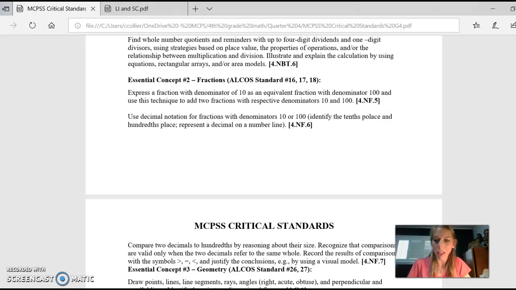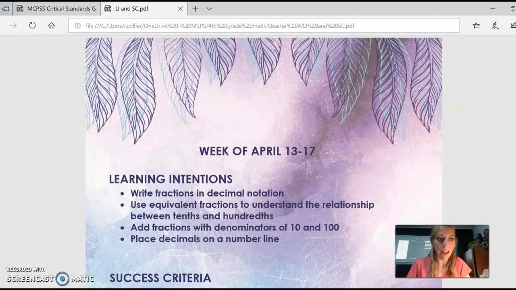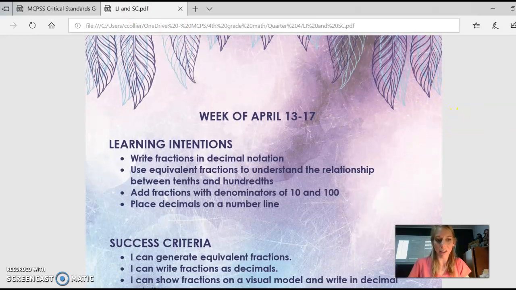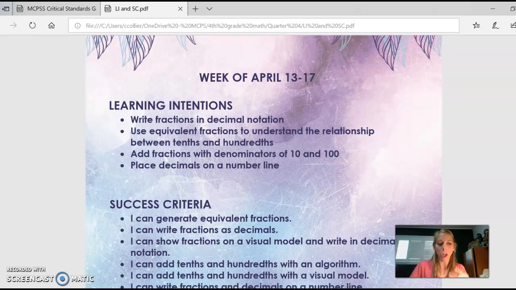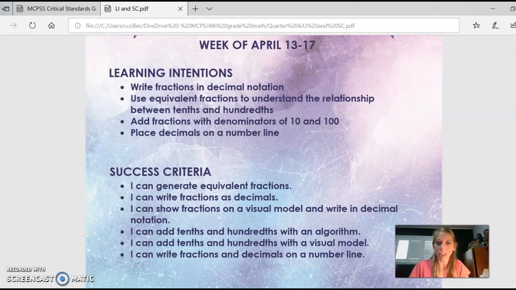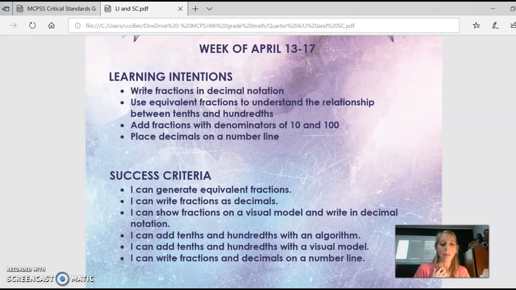So this week, let me pull up your learning intentions. So just like we did for class, we're going to have learning intentions and success criteria. So learning intentions, that's what I want you to take away from the lesson this week. And the success criteria is those set of I can statements that let you know that if yes, you can do those statements, then you are meeting those learning intentions and you're on target for doing well on the quiz for Friday. So the first learning intention is that we're going to write fractions in decimal notation.